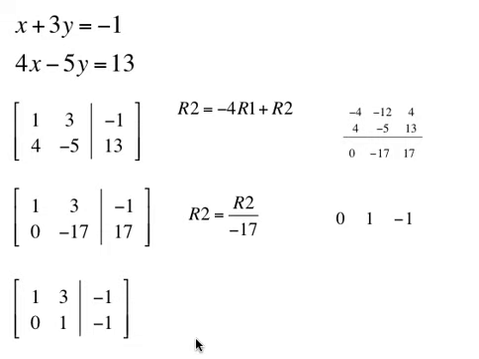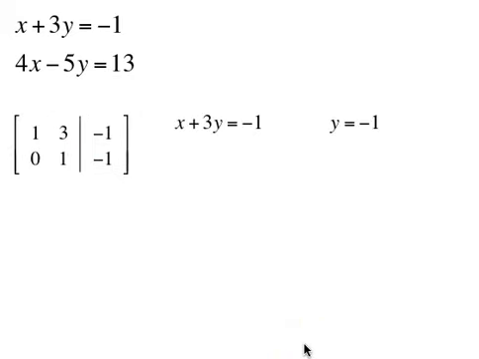And we could continue. We could use this 1 to turn that 3 into a 0, but the algorithm is more efficient if you use the technique of back substitution. So I'm going to choose not to do that. I'm going to go ahead and rewrite this as x plus 3y is -1, 0x plus 1y is -1, or y is -1, and then we'll solve for x and y.